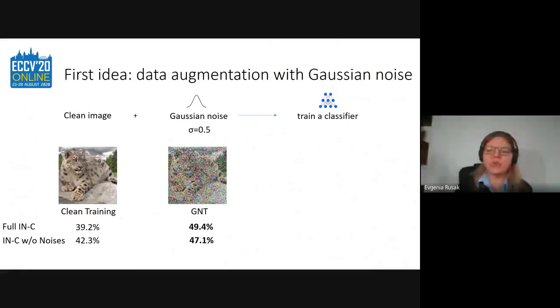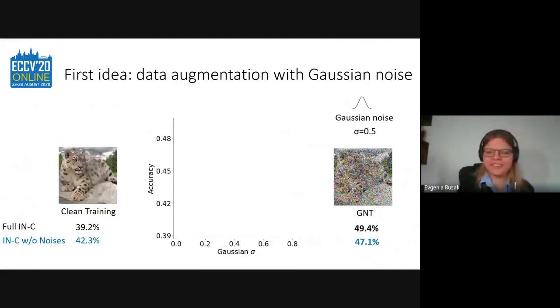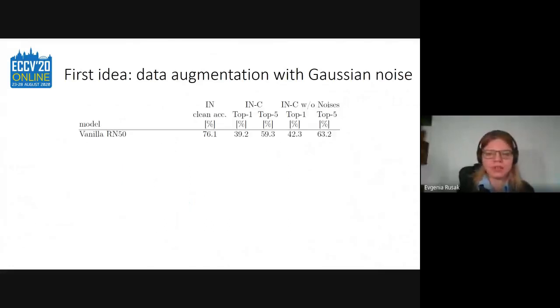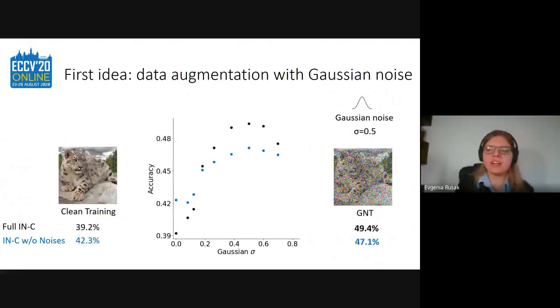These results were obtained for sigma, the standard deviation of Gaussian noise, of 0.5. What happens if we vary sigma? First, let's use different colors for ImageNet and ImageNet-C without noises. ImageNet-C without noises will be blue now. Now let's mark the accuracy for clean training at sigma equals 0 and the results for sigma equals 0.5. What happens if we decrease sigma from 0.5? The accuracy goes down. And what happens if we increase sigma? We see that we get the best results for sigma equals 0.5.